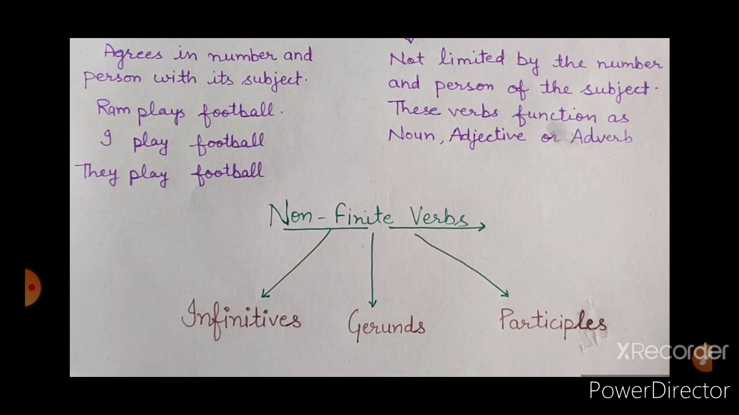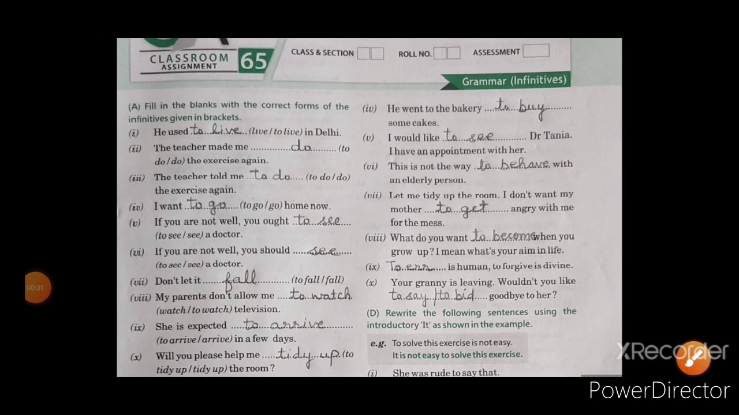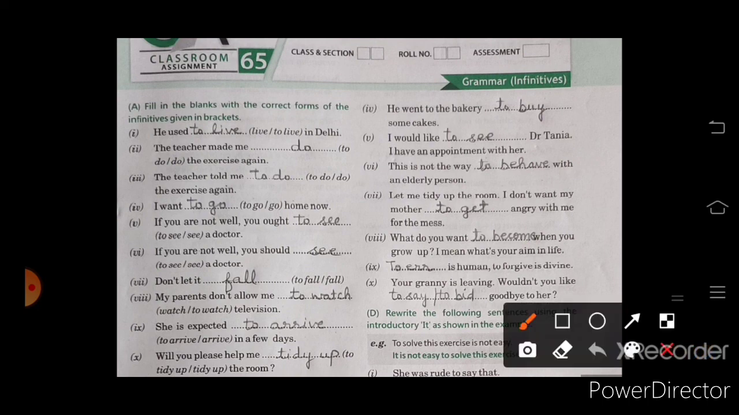Now move to the exercise. Here is classroom assignment 65 part A. Fill in the blanks with the correct forms of the infinitives given in brackets. The first sentence is: he used to live in Delhi. Here used is used as a modal auxiliary. In modal auxiliaries, used is always followed by an infinitive with to. Next sentence, the teacher made me do the exercise again. With the verb made, we use infinitive without to.